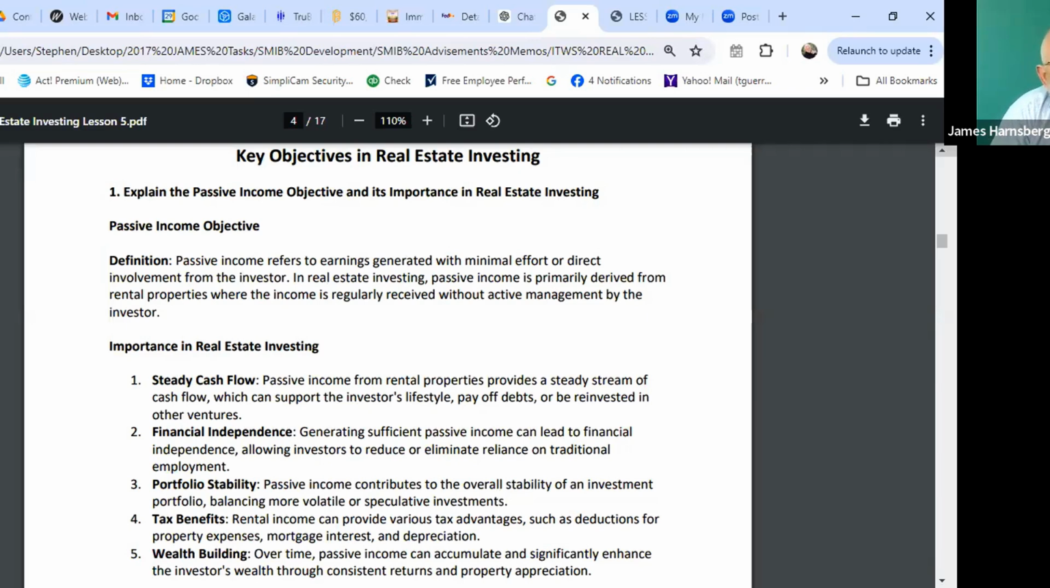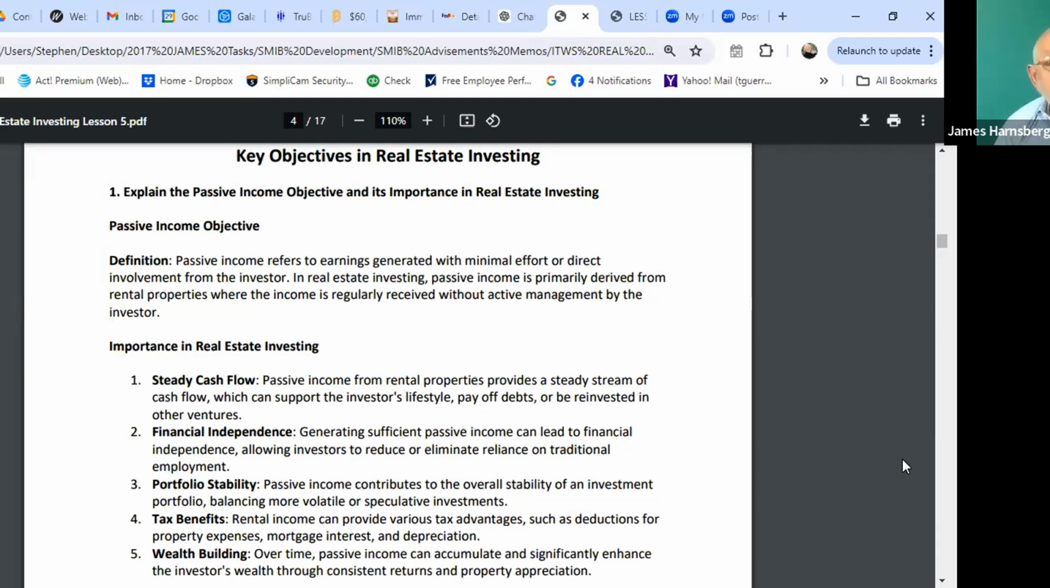Understanding that passive income objectives are important in real estate investing, so that if we're going to buy a property and we want it to meet those passive objectives, we better have an entity structure and a tax-centric model that allows us to do that in a way that doesn't put our capital at risk and is cost-effective in doing it. Some important items that involve passive income in terms of the criteria: steady cash flow. Passive income from rental properties can provide a steady stream of cash flow that can also go to support your lifestyle, pay off debt, be reinvested into other ventures. But again, that's going to depend on the entity structure that you have. It can lead to financial independence.